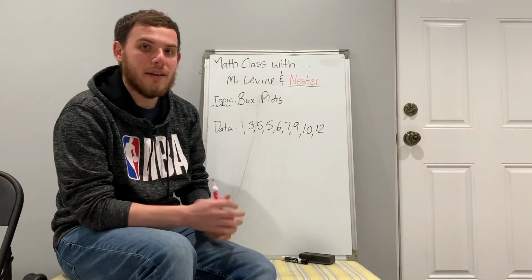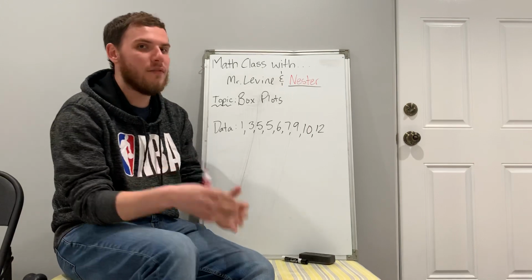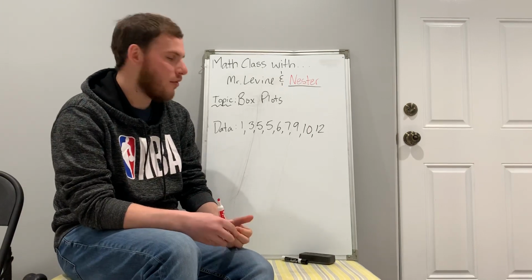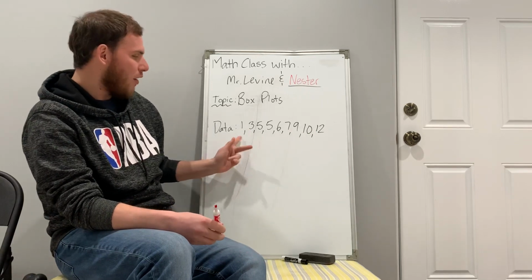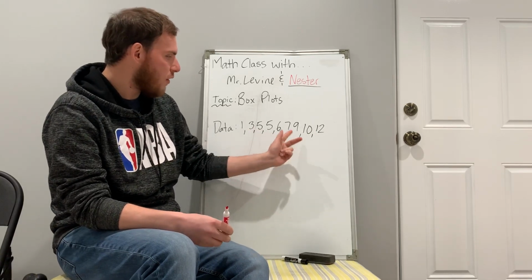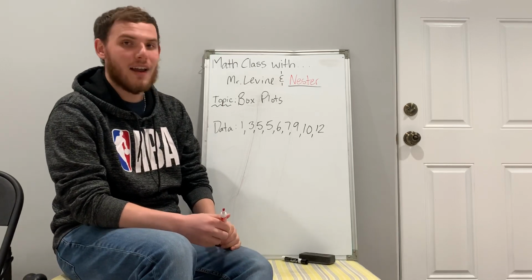Hello. Now we're working on box plots. And a box plot is different than a dot plot, which we did in our last video. But for both of them, we need a data set. And in this case, we have 1, 2, 3, 4, 5, 6, 7, 8, 9 values in our data set. So that's an odd number.